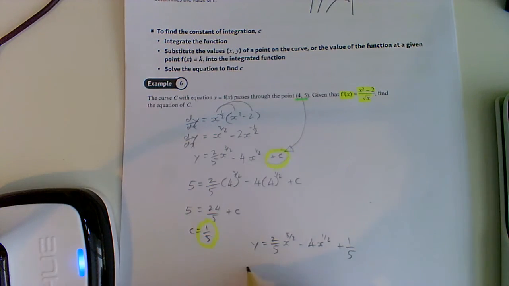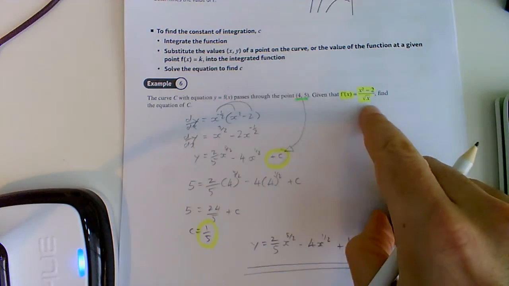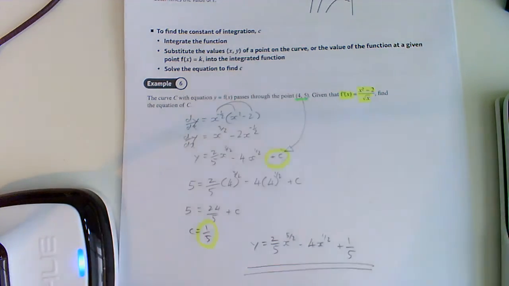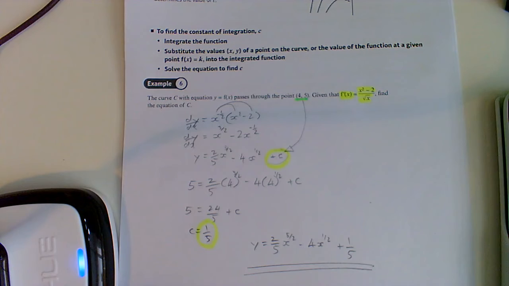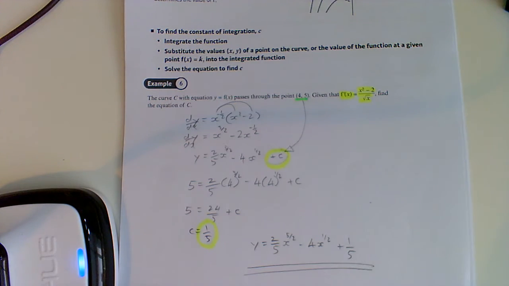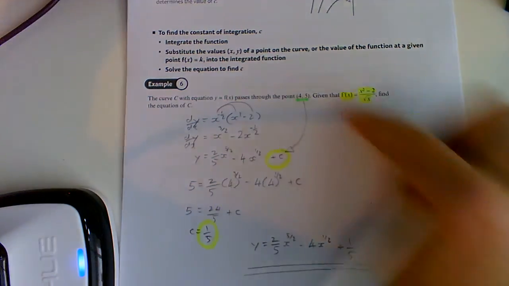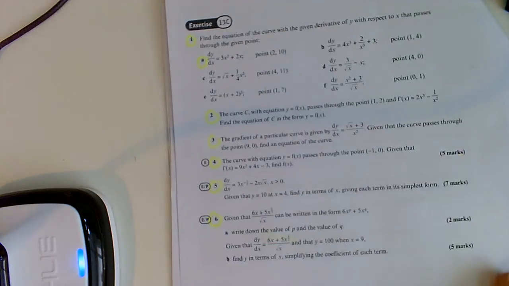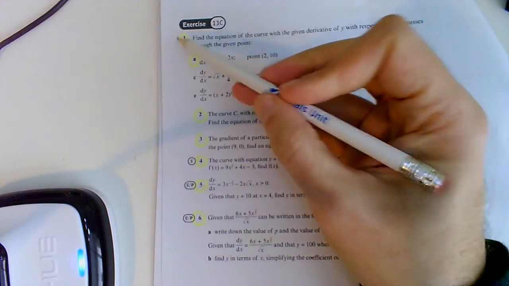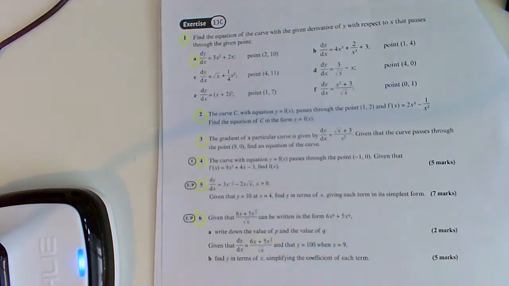Okay, so that's your full function there, and we've got that by working backwards from our differential and knowing what coordinates it goes through. It's similar to the work on figuring out the equations of lines and things like that. Can you make sure you've got that copied into your book, please, and then have a go at questions 1a, 2, 3, 4, 5 and 6, please.